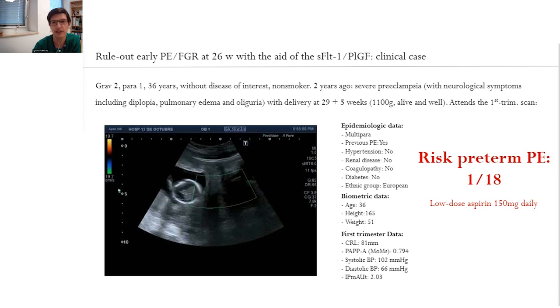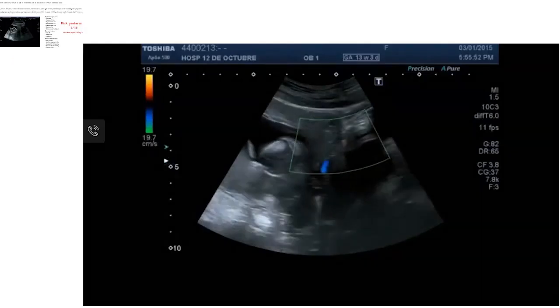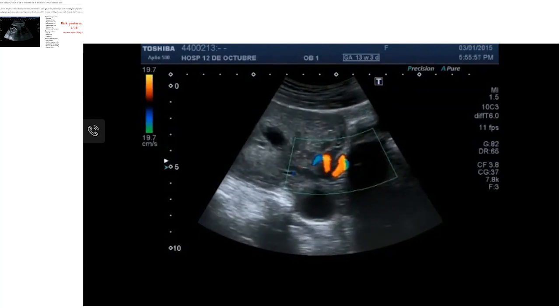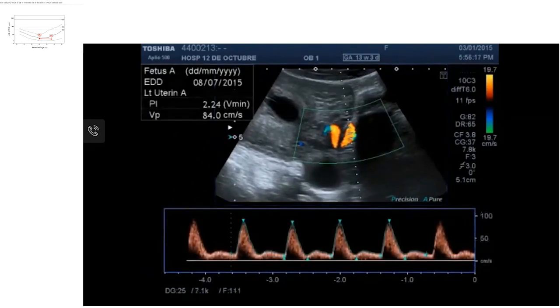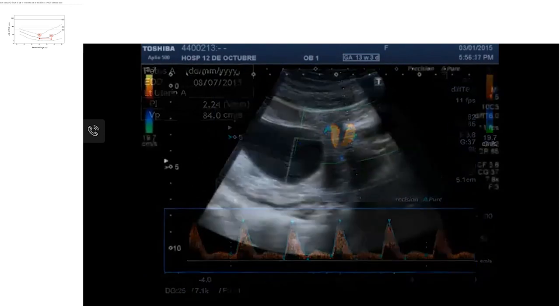But as you can imagine, in the next pregnancy, she was very worried about what could happen. So she came to us. We calculated the risk with the first trimester screening. And as you can see in the next video, hopefully, her uterine arteries were quite high. We were worried about what could happen. We gave her aspirin, and we thought she could have another preeclampsia in the next pregnancy.